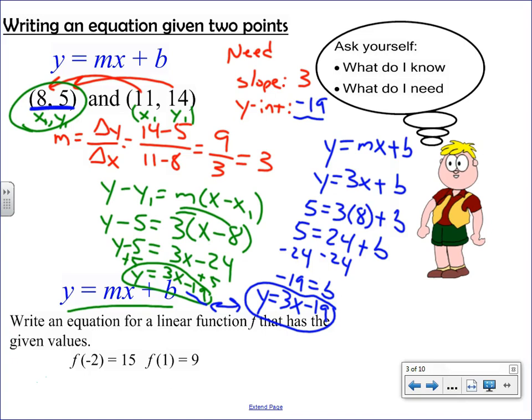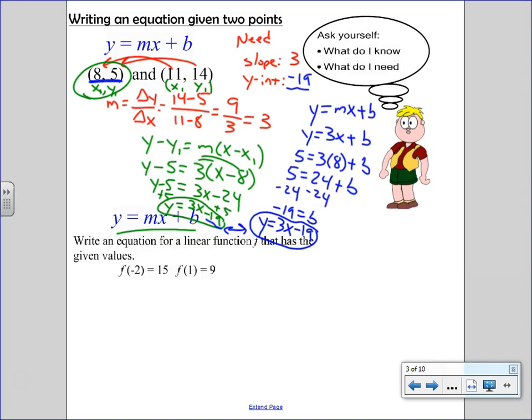Notice that whatever method I choose, I will end up with the same thing. Okay? So let's say we want to create a linear function with the given values. f of negative 2 is 15. f of 1 is 9. So in this case, let's take a look at what we have.